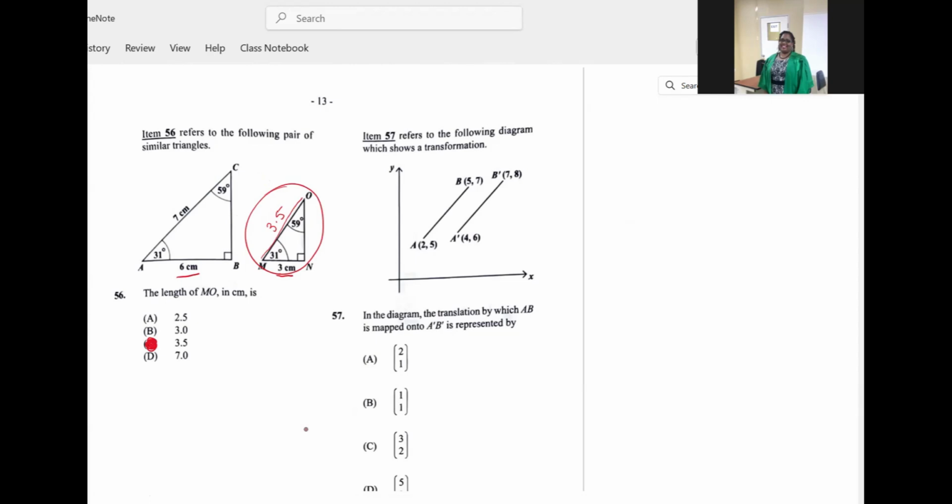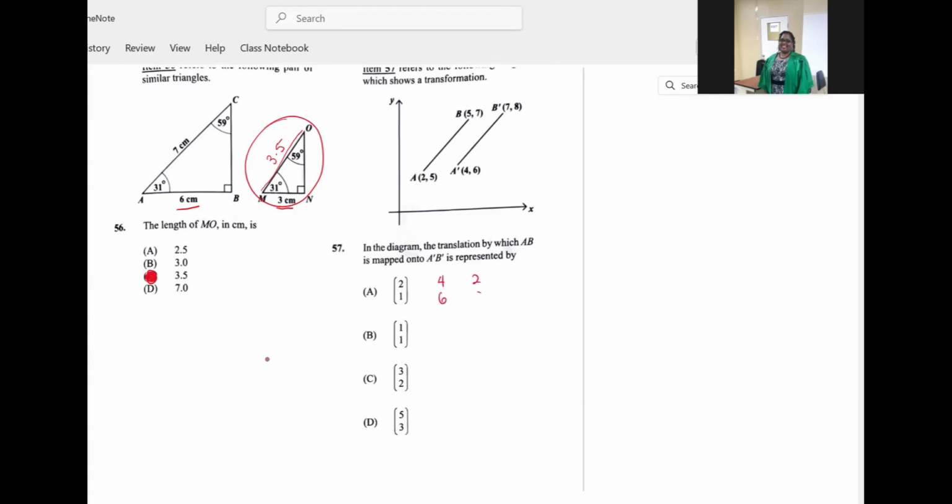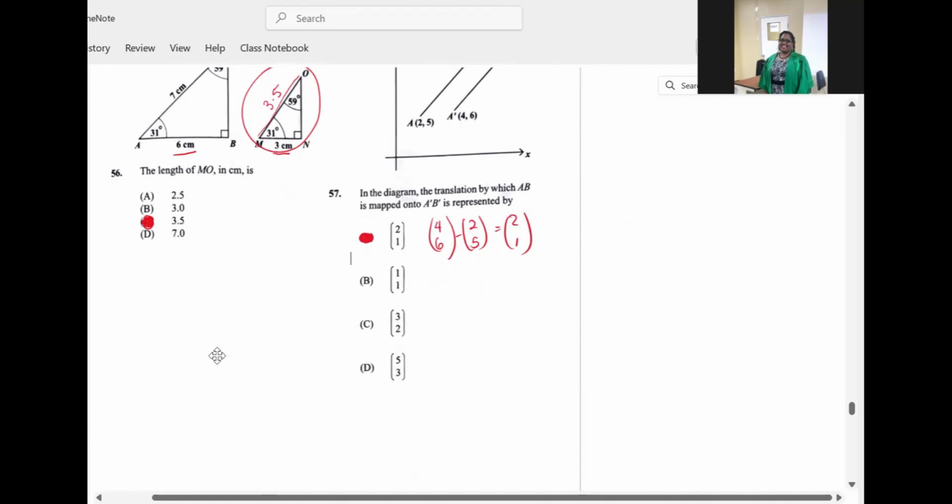57. In the diagram, the translation by which AB is mapped onto A prime, B prime is represented by what? Well, you could either take A prime and subtract A, or take B prime and subtract B. You're supposed to get the same answer either way. So let's just do A. 4, 6, take away 2, 5 is 2 and 1. So that's your answer. If something is being translated, and you want to know what the translation is, you just subtract the corresponding points.